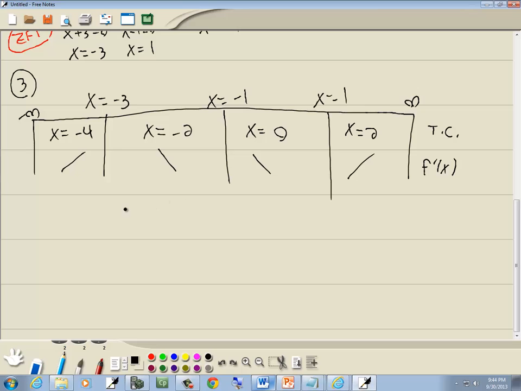Okay, so our answers. It's increasing from -infinity to -3. It's decreasing from -3 to -1. It's decreasing from -1 to 1. And then it's increasing from 1 to positive infinity. Where these numbers are coming from are the numbers up here, they're intervals. And that would be our answer.